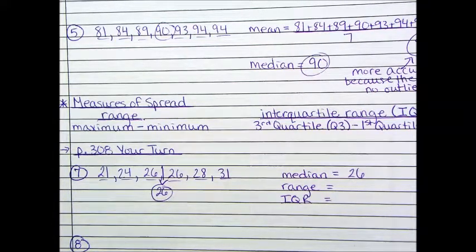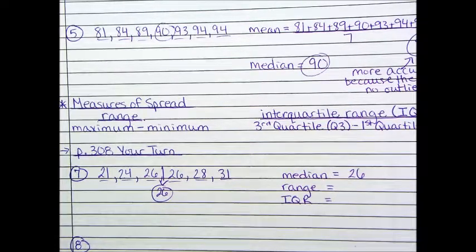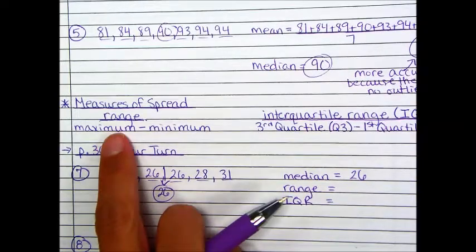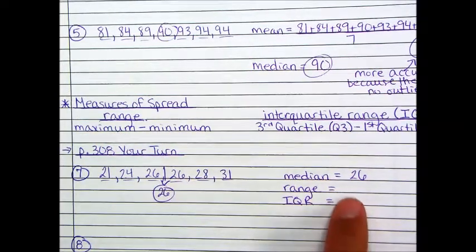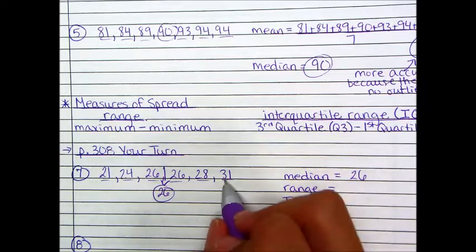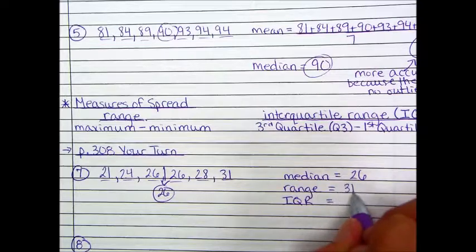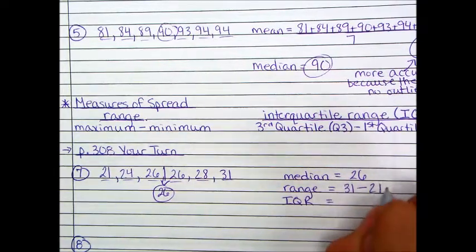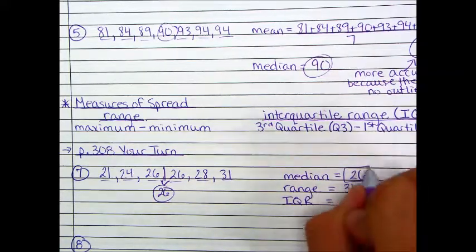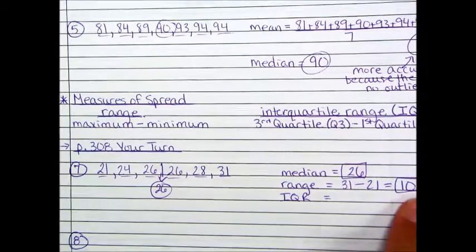Okay, so then when you go to find the range, all you need is biggest number minus smallest number. Okay, so I'm going to write this down again. You don't have to write this down every time in your homework, but for your notes, yes you do. Biggest number, 31, minus smallest number, 21. 31 minus 21 is 10. There's your range. Done. Median, range, done.